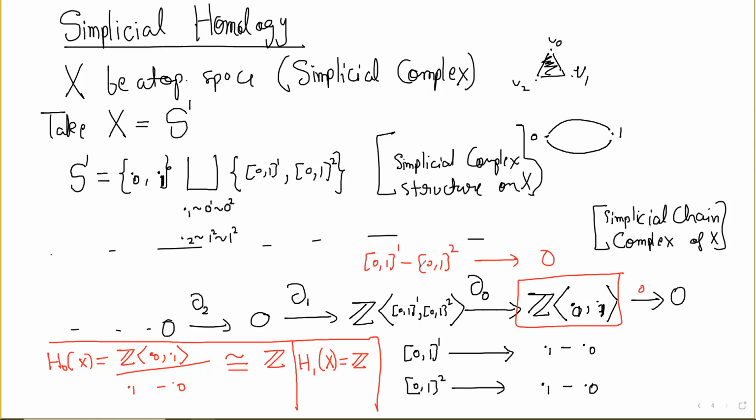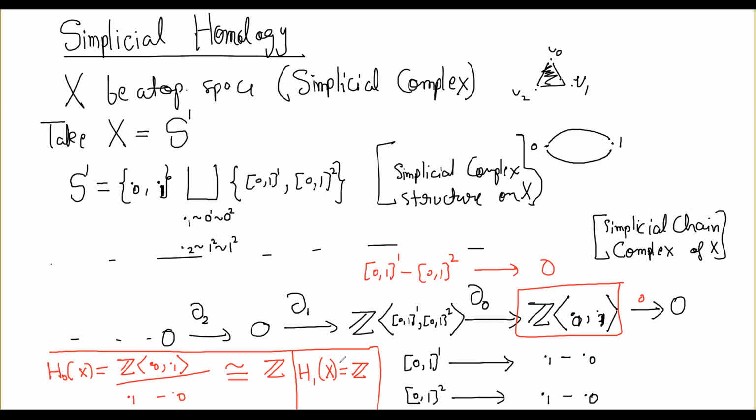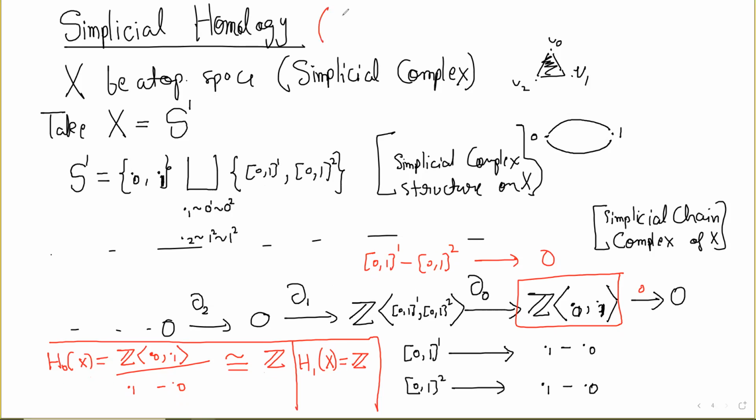Yeah, so that is the thing, and you can say that basically the kernel is generated by that. You can prove all that. So what we have seen is that the first homology is Z and the zeroth homology is Z, which is the same as the first homotopy group. But of course, in general they're not the same. This is just a toy example, and this is probably the only thing I'm prepared with at the moment.